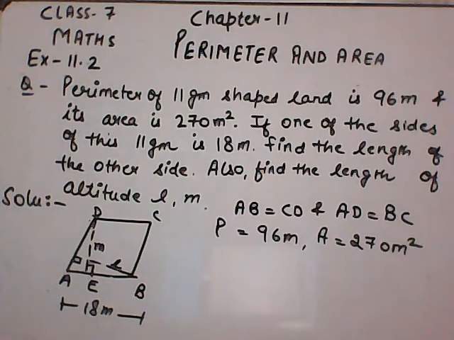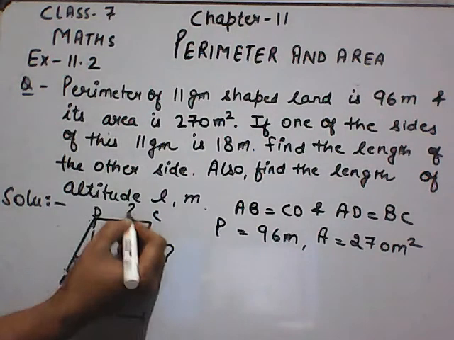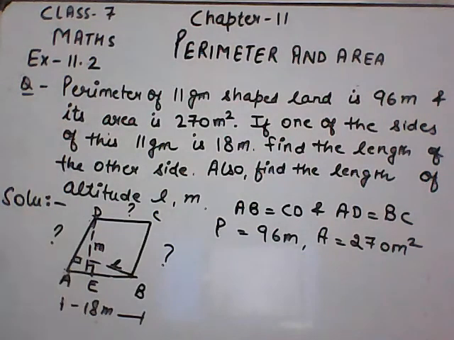If one of the sides of this parallelogram is 18 meter, suppose AB is one of the sides of the parallelogram and its length is given to you as 18 meter. You have to find out the length of the other sides. That means you have to find out the length of BC, length of CD and length of AD.